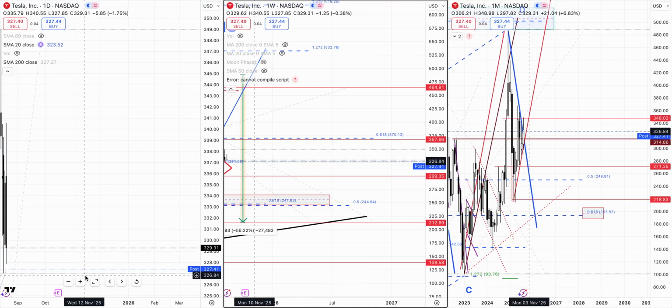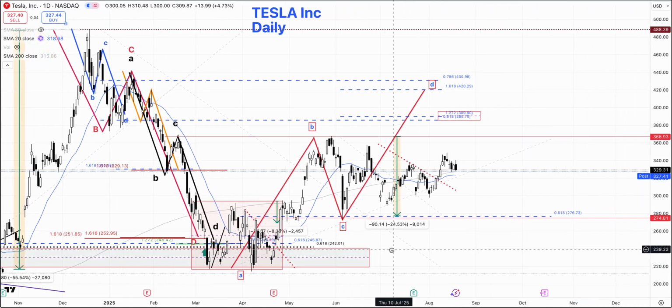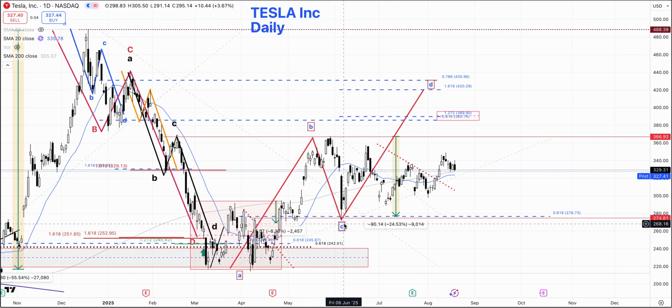And then if we just take a look at this on the daily chart, here we go. Trading range. This is our point C. This is when the news is really bearish. It is the largest single trading loss day in Tesla's history.